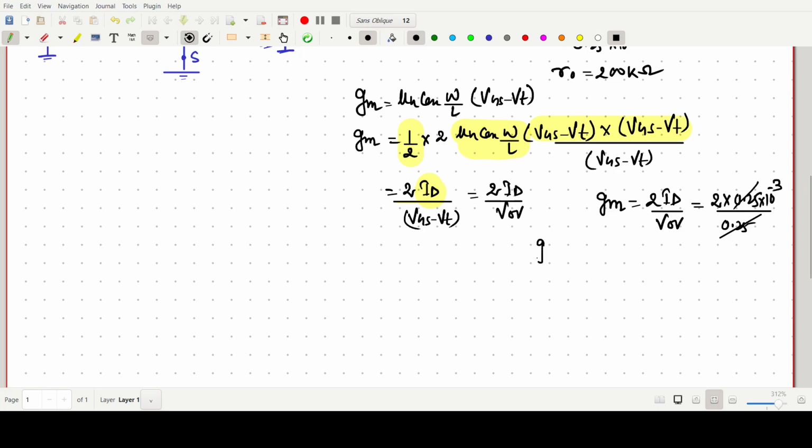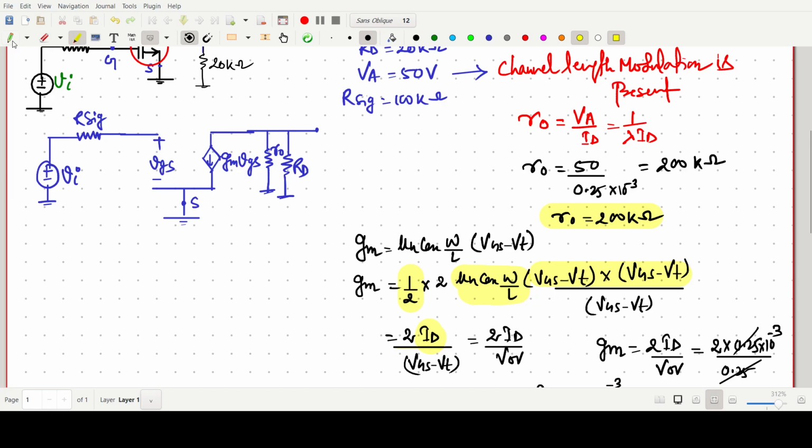So gm value is now 2 into 10 to the power minus 3, or gm can be written as 2 millisiemens. Okay, so this one is the gm calculated, r0 calculated. Okay, clear. So now gm is known to us, everything is somehow known.